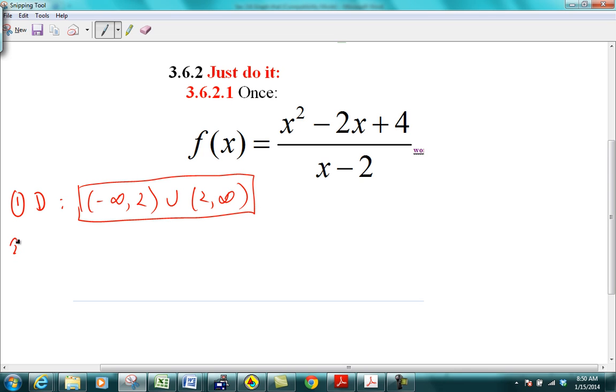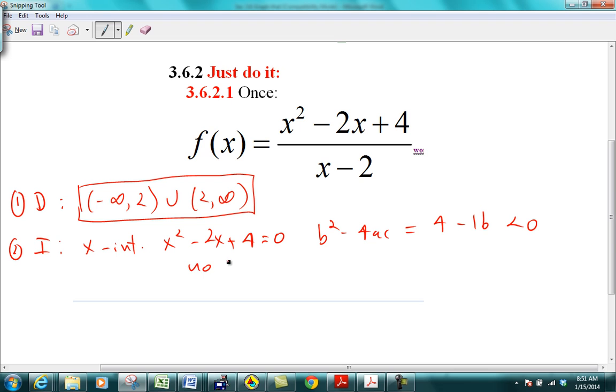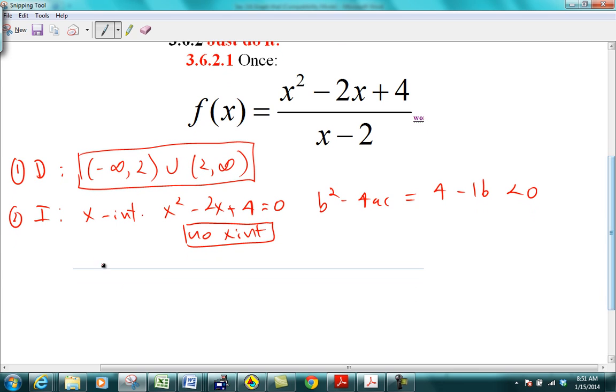Okay? Number 2, I for intercepts. So to get the x-intercept, this is a rational function, so that would happen if the numerator is equal to 0, and obviously if you try and use a quadratic formula, you can see the discriminant b squared minus 4ac, which is equal to 4 minus 16, is less than 0, so there are no x-intercepts. Y-intercepts are obtained by putting in x equals 0, and so you get 0 over 4 divided by negative 2, which is negative 2. So that's your y-intercept.